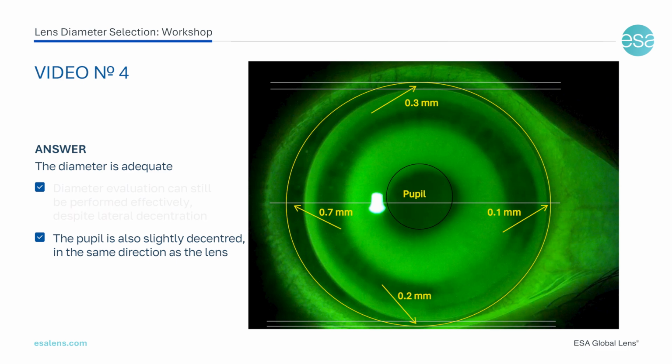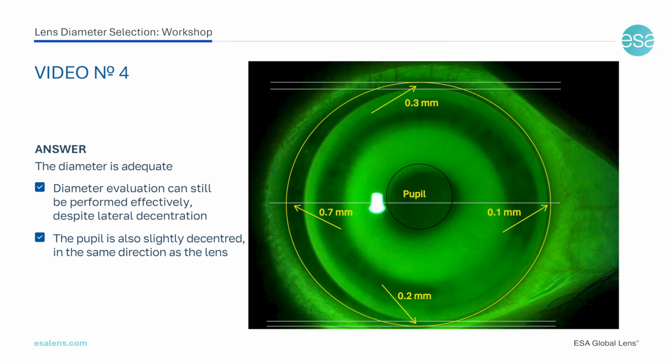Keep in mind that lateral decentration does not have to hinder your diameter evaluation. Simply use forced centration in your mind's eye. Mentally shift the lens to the center and visualize the resulting distance between the edges and the limbus. With a little experience, this mental alignment becomes second nature.